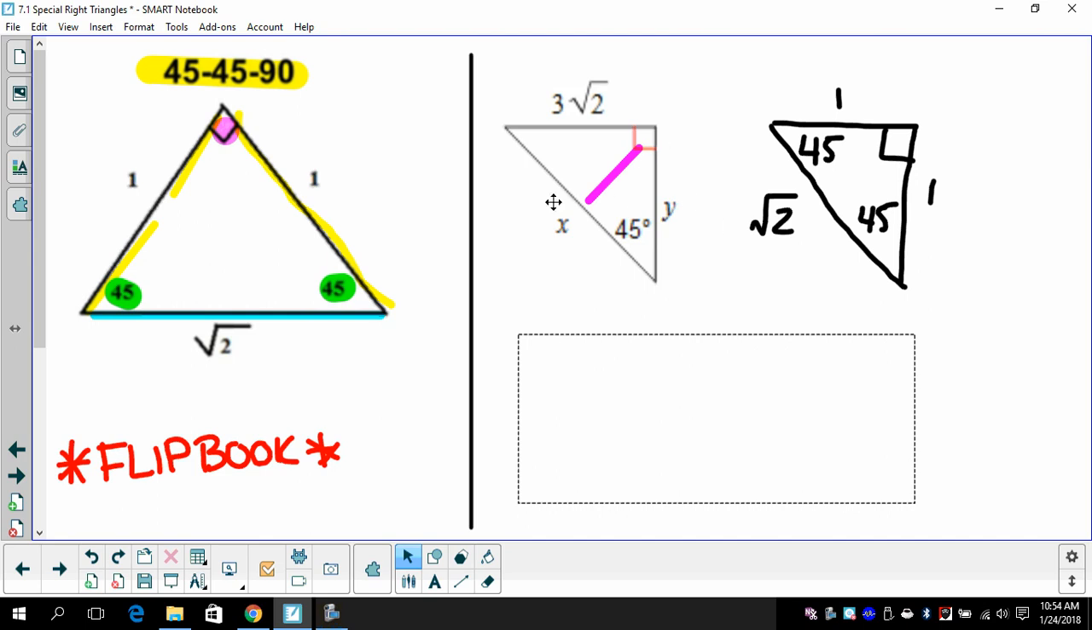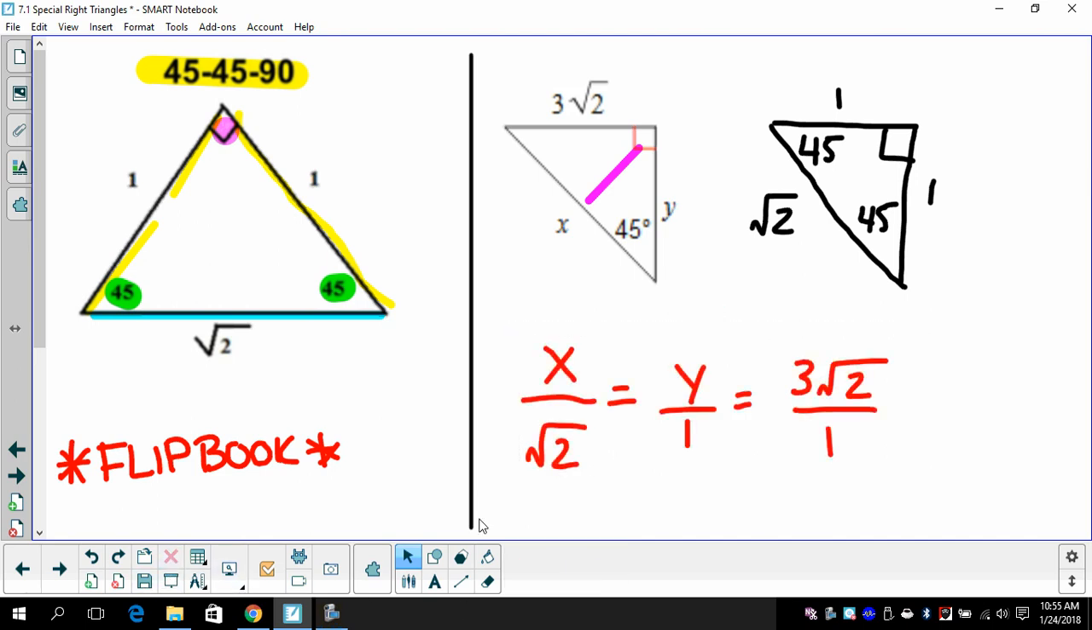Since they have all the same angles, we know that these are similar triangles by the angle-angle theorem, and so we can write the ratio of their corresponding sides. If you draw this reference triangle in the same orientation as the triangle you're looking at, you can just match the sides up. So 3 root 2 goes with 1, x goes with root 2, and y goes with 1. So I can write these three ratios. And then we're going to continue on the next page, and we're going to solve for x and y.